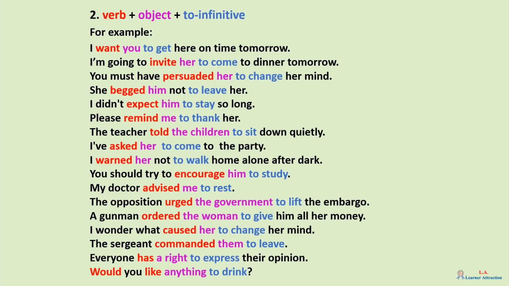Two. Verb plus object plus to infinitive. For example, I want you to get here on time tomorrow. I'm going to invite her to come to dinner tomorrow. You must have persuaded her to change her mind. She begged him not to leave her. I didn't expect him to stay so long. Please remind me to thank her.